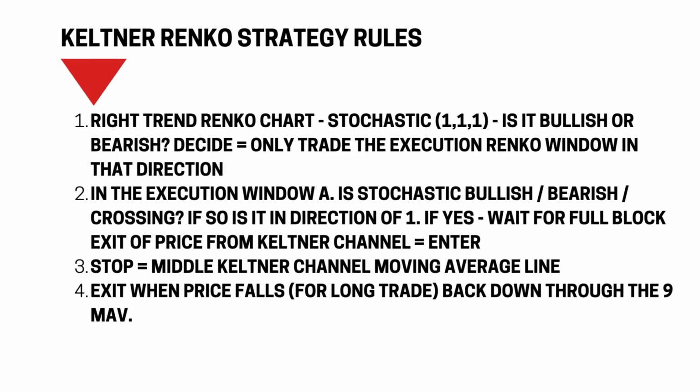Then number 2, in the execution window, we go to the stochastic. Is it a bullish or bearish cross? Is that in the same direction as our trend filter? If it is, then we're getting excited, and then we wait for the price to get out of the Keltner channel, one full block, before going in. And where do we put our stop? It's that middle Keltner band just below that for a long trade, and vice versa for the short. And we get out of the long trade if the price falls back down through the 9 moving average, and vice versa for a short trade.